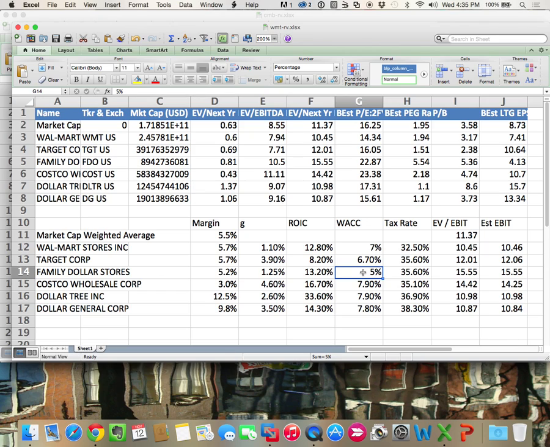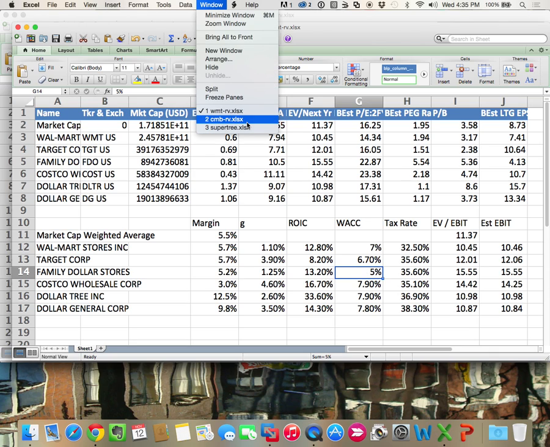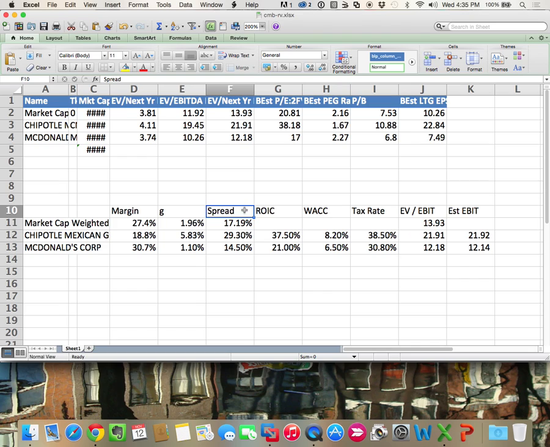So to be honest with you, it's not just growth in ROIC, it's really growth in spread. So you'll probably get an easier explanation if you actually do growth in spread versus growth in ROIC. So since we have all of the data, I just created something called spread, which is just the difference between the ROIC and the WACC.